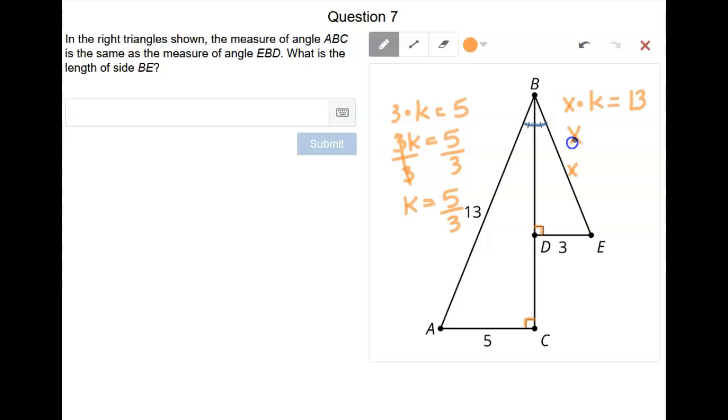So we're going to take this over here. We're going to say, all right, x times 5/3 is equal to 13. So we're going to divide by 5/3, or we can just multiply by the reciprocal. So x is equal to 13 times 3/5. So 13 times 3 is 39. And 5 times 1, because we can always think of this as a fraction, is 5. So x is equal to 39/5.